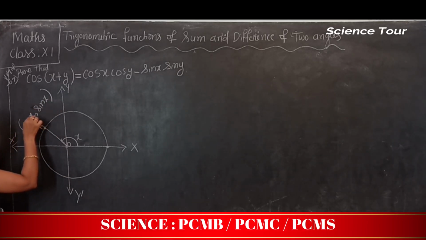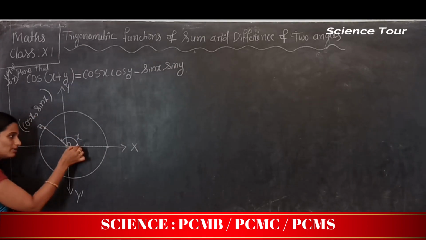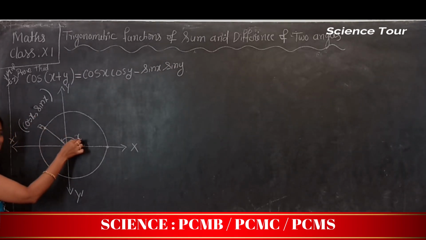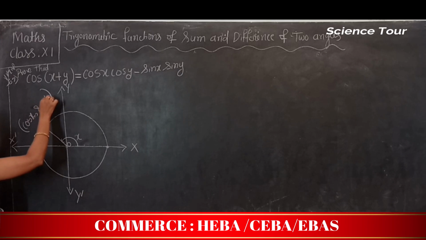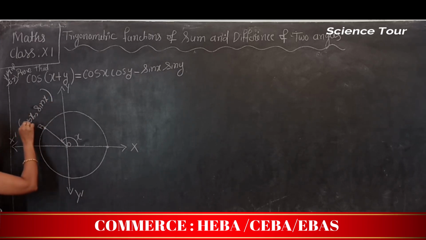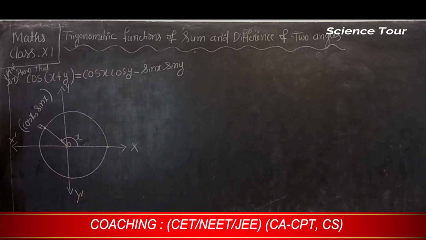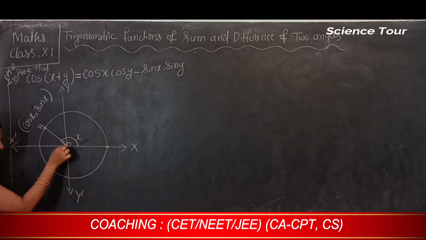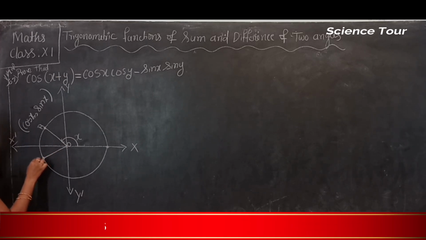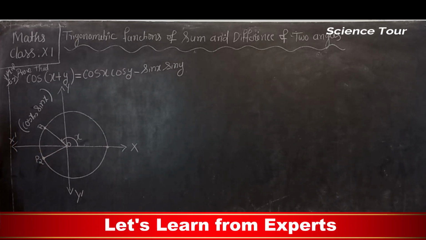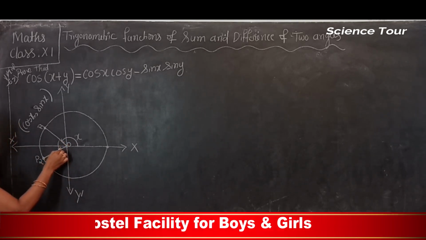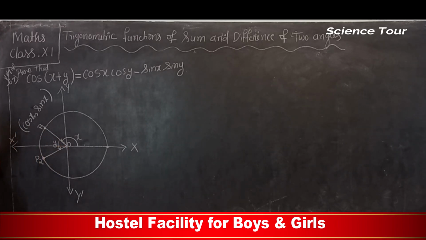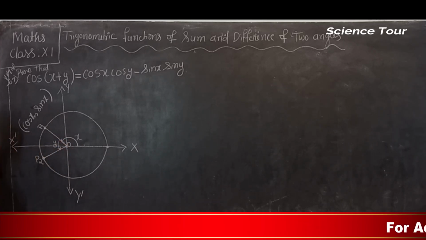Why this x? Because x is the angle covered from the beginning to the point P1. Consider the point cos x comma sin x. Don't interchange them, the first one is cos x, then sin x. So I took one point. Now I'll take one more point here, that is P2. Let us take the angle covered from P1 to P2 as angle y.